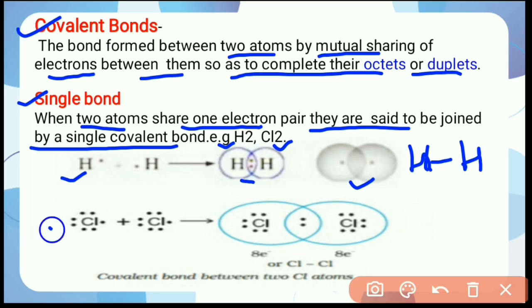Similarly, chlorine having 7 electrons in its valence shell completes its 8 electrons in the valence shell by the sharing of one electron pair and forms a single bond between two chlorine atoms.